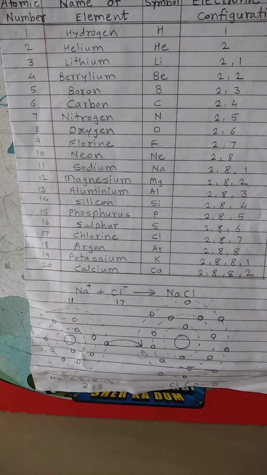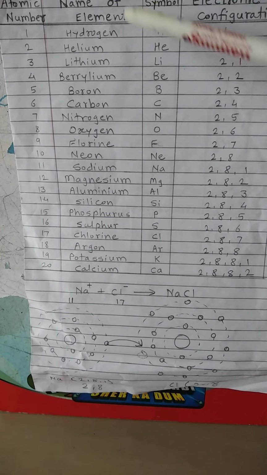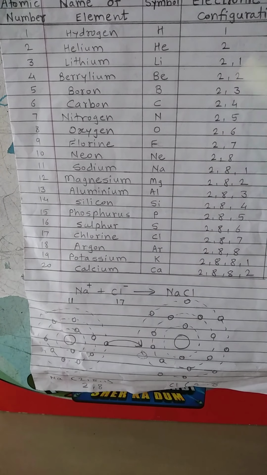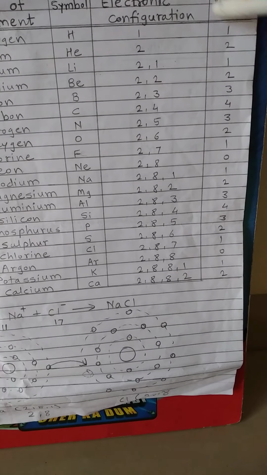Now today we will discuss the first 20 elements in the modern periodic table. Now look here. This is the atomic number, this is the name of the element, this is the symbol, and these are the electronic configuration and the valency.